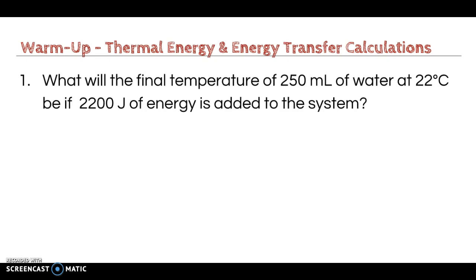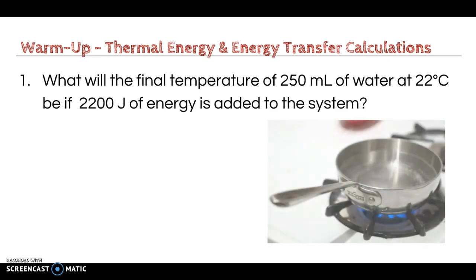So the first question is, what will the final temperature of 250 milliliters of water at 22 degrees Celsius be if we add 2200 joules of energy to that system? Imagine you have a pot on a stove with about a cup of water. That's what 250 milliliters is. You haven't heated it yet, but you're going to, and the amount of heat you're adding is equivalent to 2,200 joules of energy.